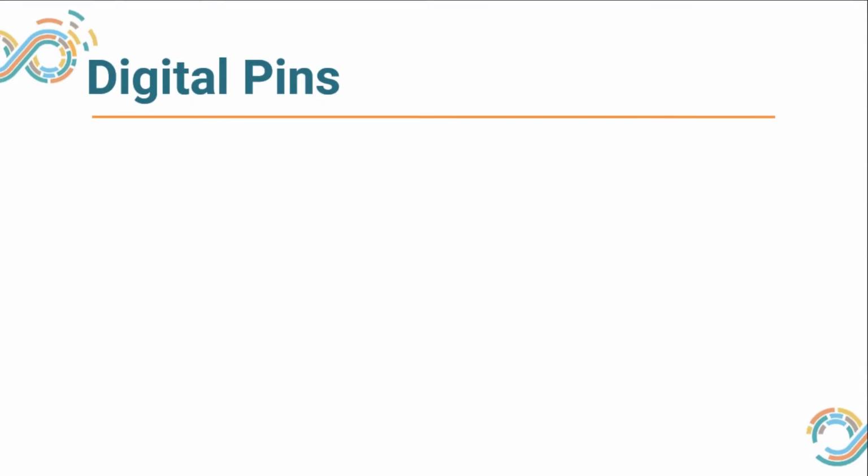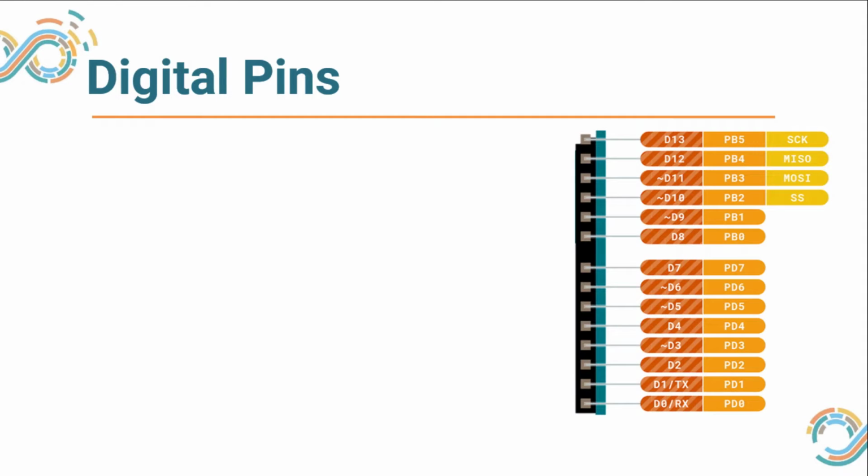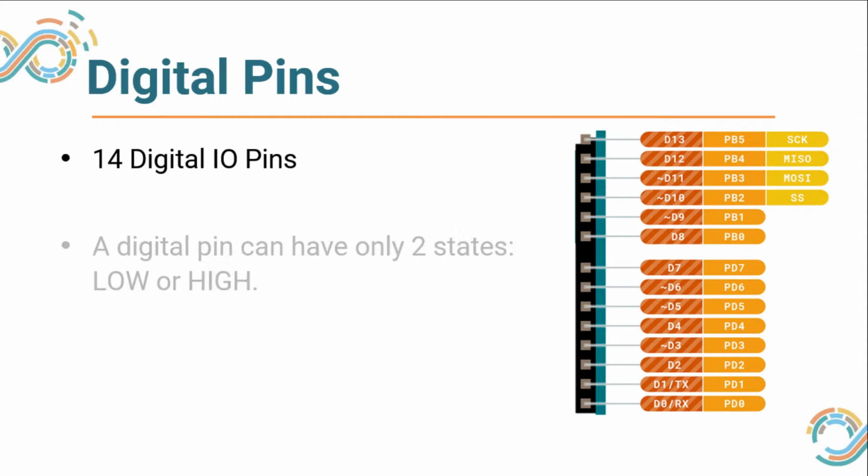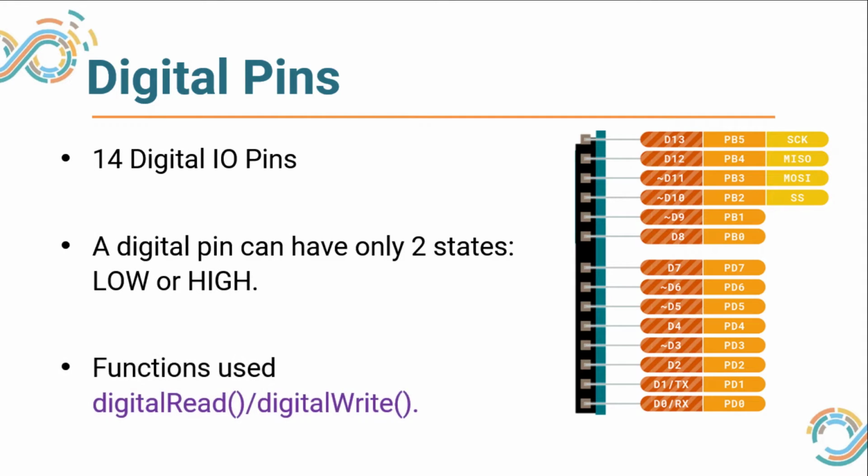So here we are going to use digital pins. As we know, there are 14 digital pins and we can have only two values, low or high, and we are going to use two functions. One is digitalWrite and one is digitalRead. Write for the outputs, read for the inputs.